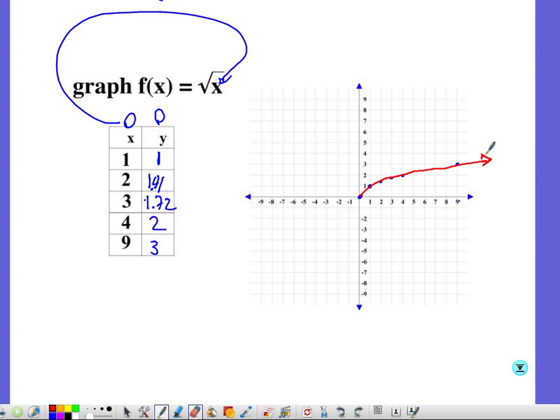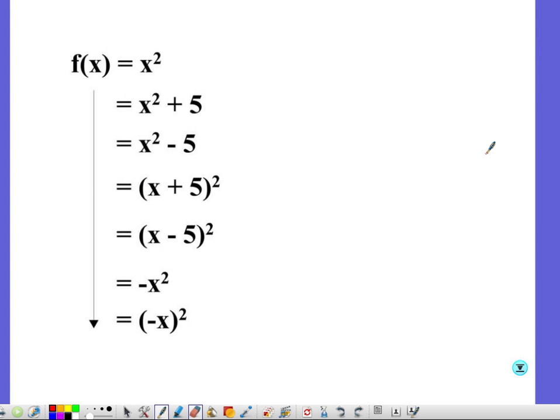Now let's focus on x squared. Here we have f of x equals x squared. Now we're going to change the function x squared by adding and subtracting different things. So if you look at all these different equations below it, we have x squared. That's the original function, but we added 5 here. Here again we have x squared, but we subtracted 5.